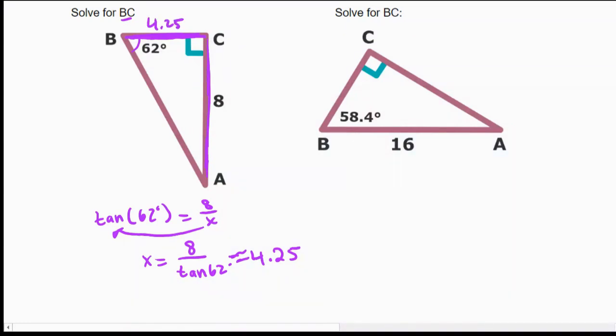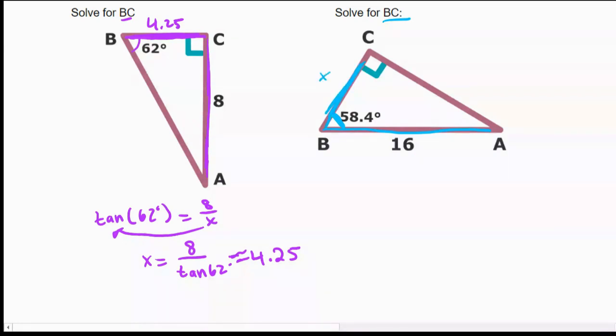For the second one, this is also asking for a side, but just know that you can also solve for an angle. You would just have to use the inverse sine, cosine, or tangent. That'll come up in another video that you're working on. So in this case, we know the angle is 58.4. I have the hypotenuse, and I'm solving for BC.